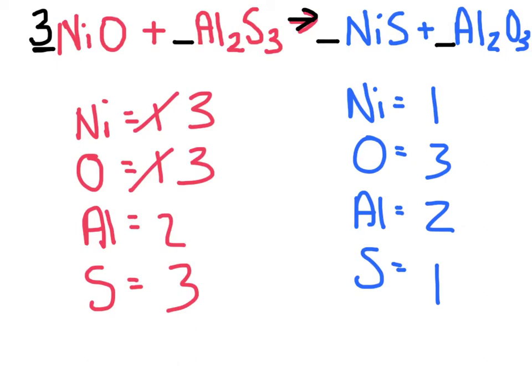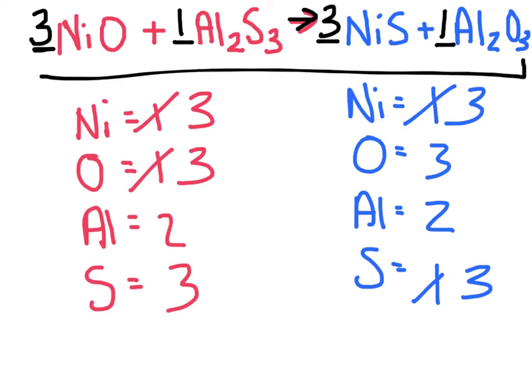And I would need 3 of these, because that would give me 3 nickels, and now 3 sulfurs. And it looks like in that one move I balanced the sulfurs as well. Yay. And whenever I don't write a number at all, it's assumed to be 1. You can write 1 if it makes you feel better, otherwise you can just leave it blank and I'll assume that it means 1.